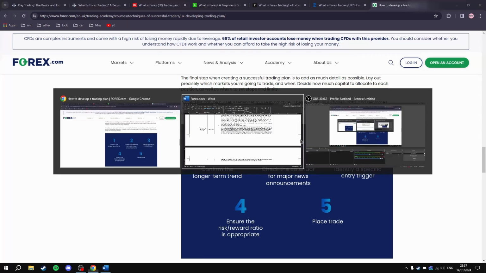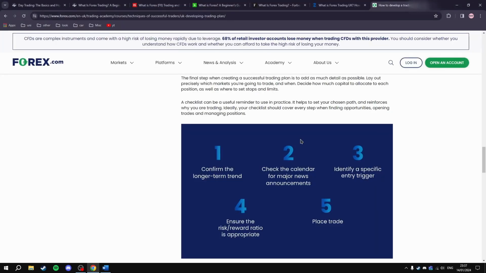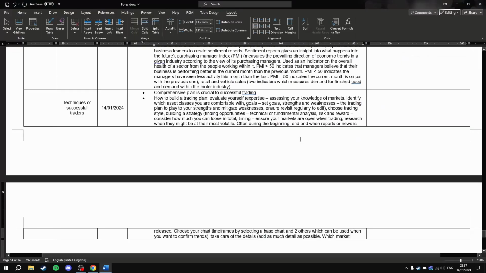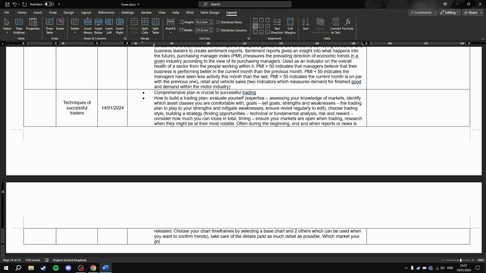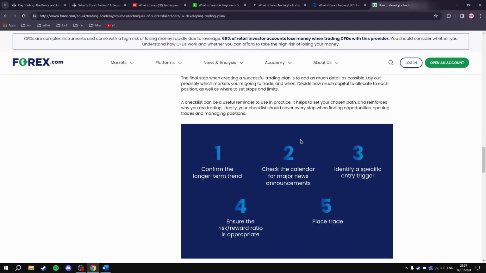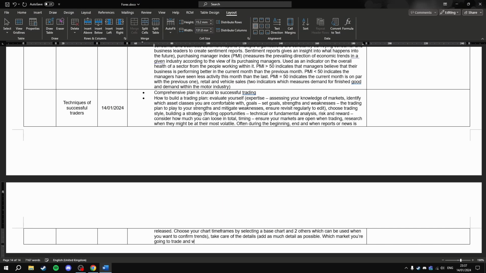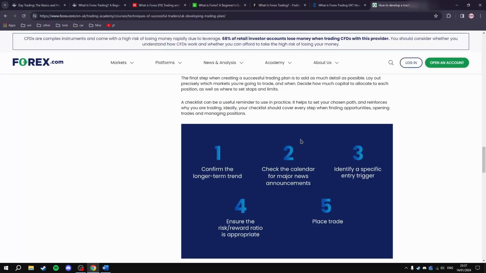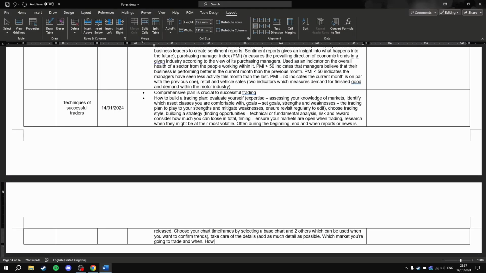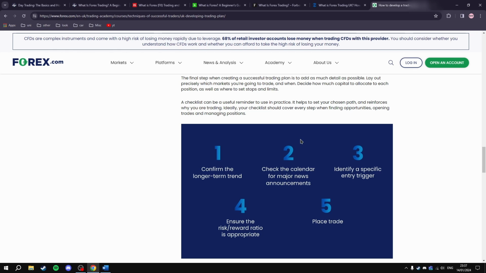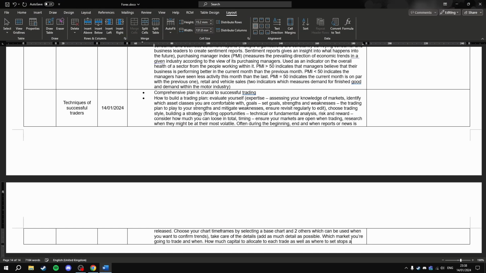Lay out precisely which markets you're going to trade and when, how much capital to allocate to each position, as well as where to set stops and limits.